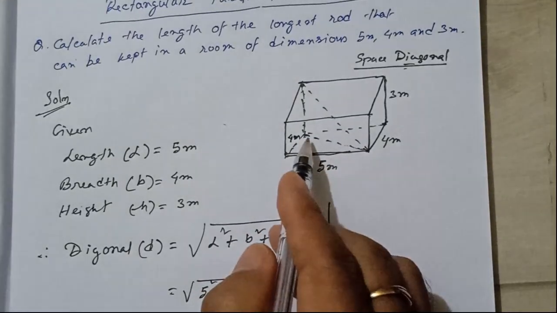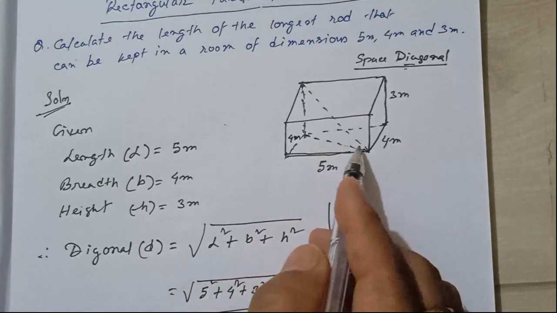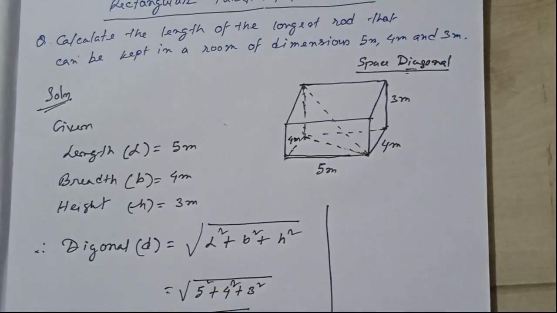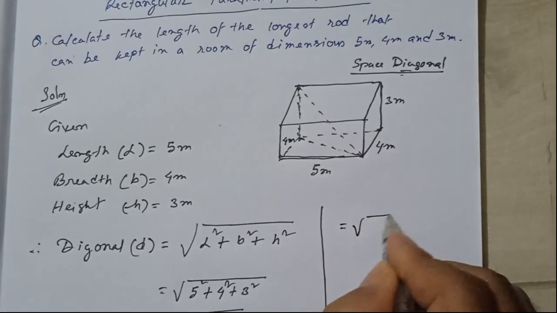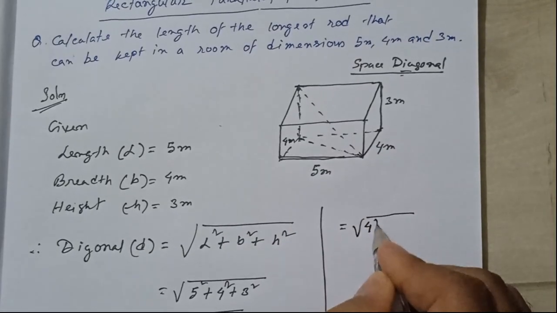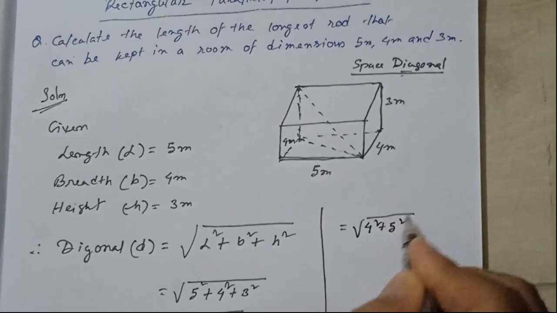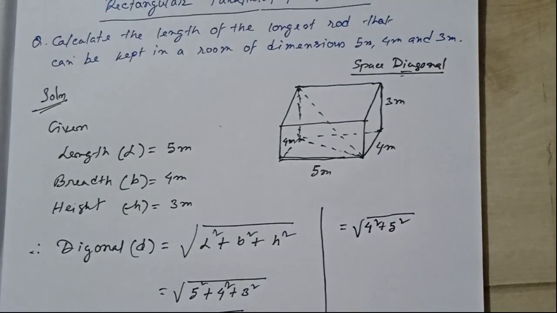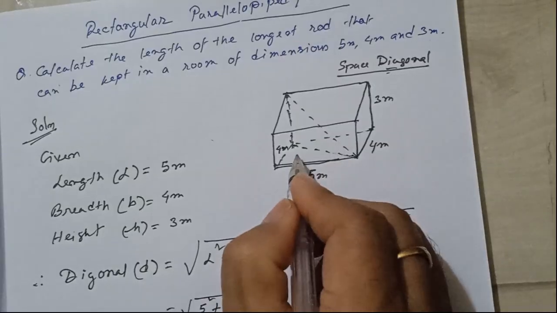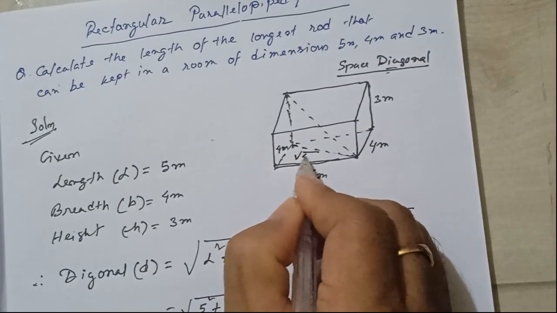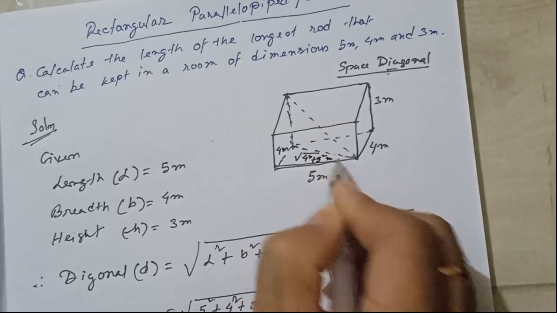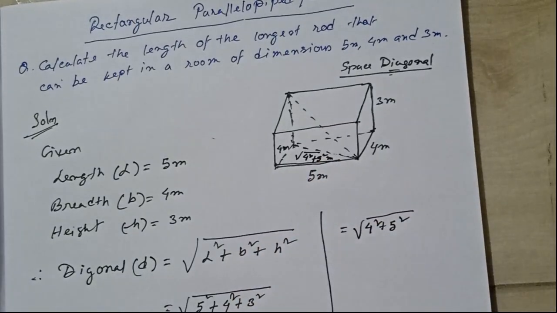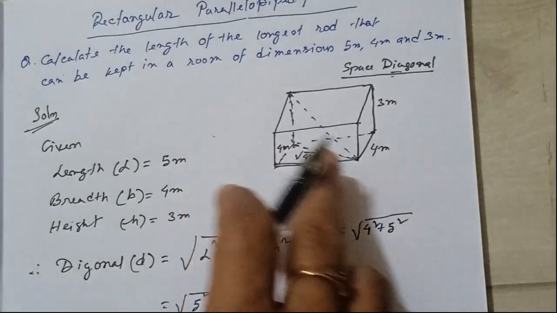So how do we get this value? This value is given as square root of 4 square plus 5 square, right? This value is square root of 4 square plus 5 square meter, because we are using Pythagoras theorem here.